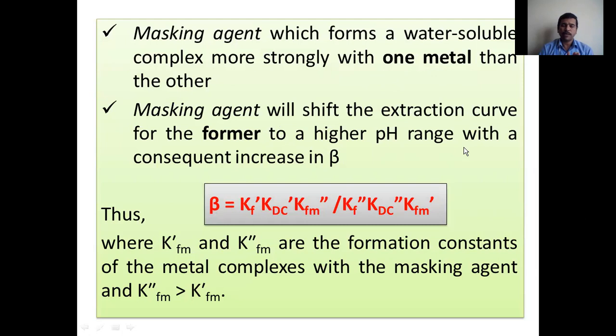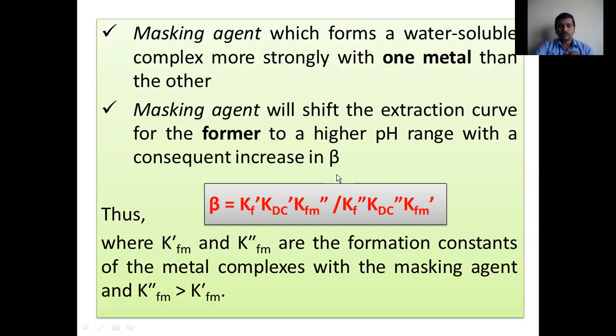So at lower pH value, the metal which is left over in the uncomplexed form will be extracted. So therefore, that will be extracted first. And the pH for the extraction of the metal which has been masked by using masking agent will be more. So at higher pH, this metal will be extracted. And at lower pH, the other metal which has not been masked by using masking agent will be extracted.